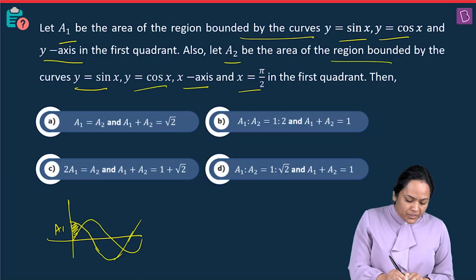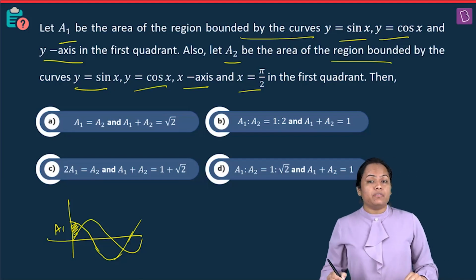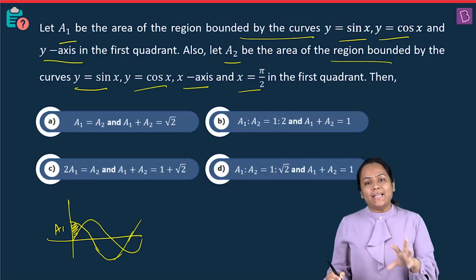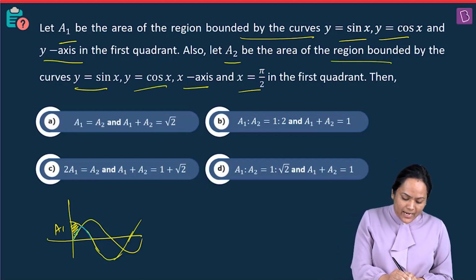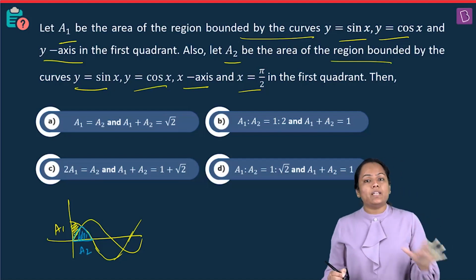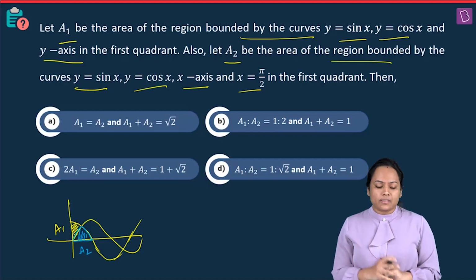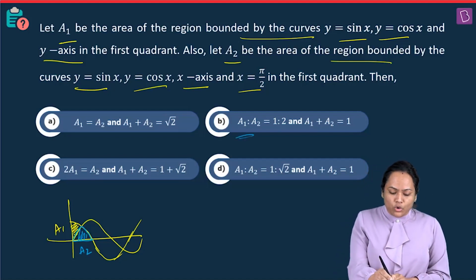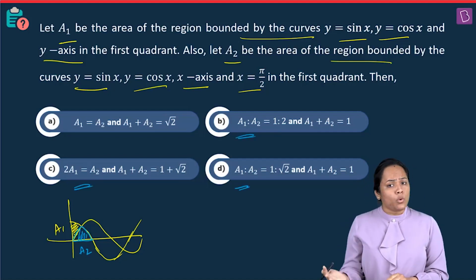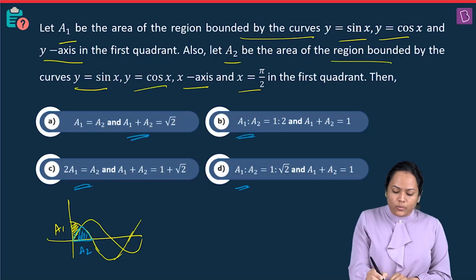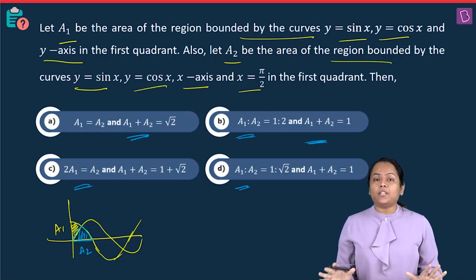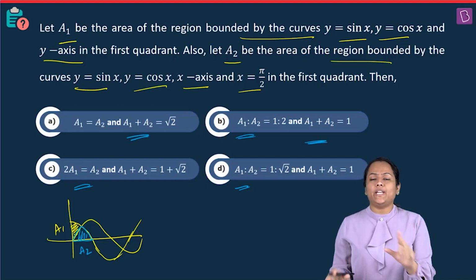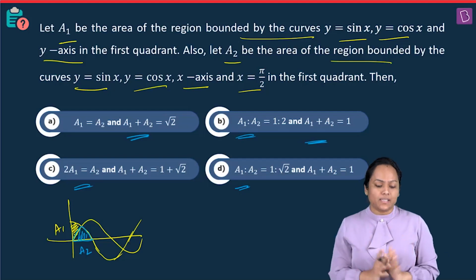So that means if I have to take these four to find the enclosed area, I have sine x, I have cos x, I have the x-axis and pi by 2. They are going to give me this part. So this is A1 and A2. In the options, they have definitely asked us the ratio of A1 by A2. What is the ratio? And obviously the values of A1 plus A2. Okay, so that means I have to find A1, I have to find A2, I have to find its ratio as well as the sum.